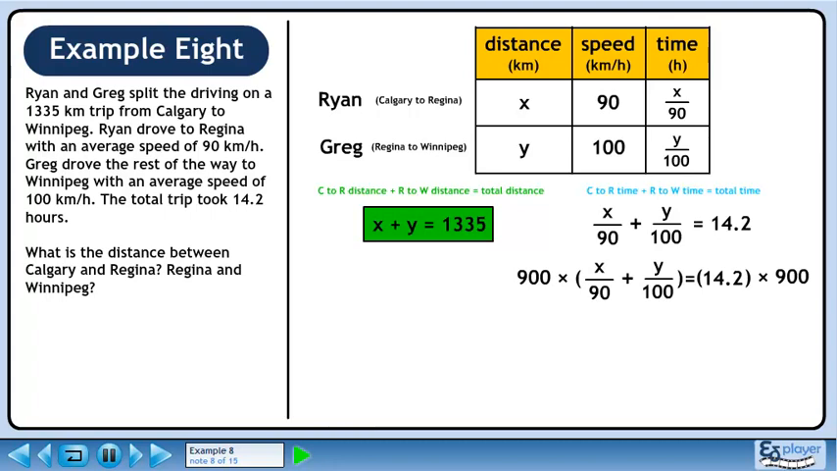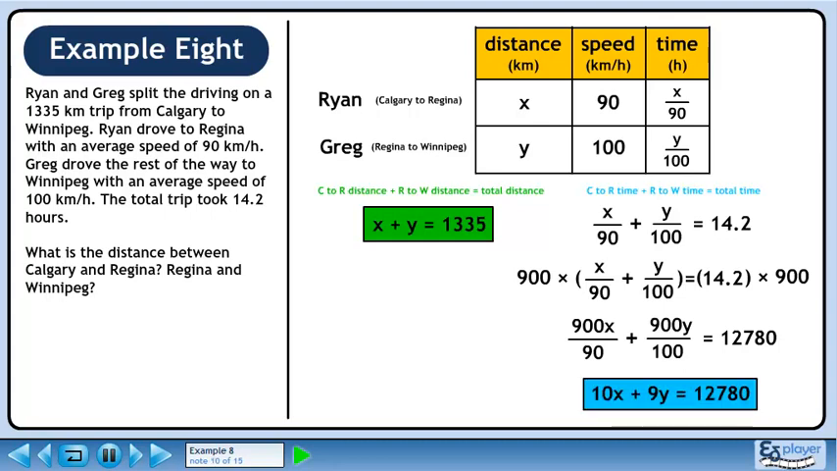We need to get rid of the fractions in this equation before we can use elimination. Multiply both sides by the common denominator, which is 900. Distribute 900 through the brackets. Reduce the fractions to get 10x plus 9y equals 12,780.